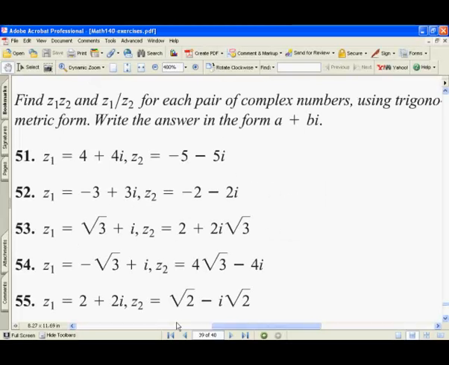Now let's look at problem 54. Find z1 times z2 and z1 divided by z2 for each pair of complex numbers using the trigonometric form, and then write the answer in the form a plus bi. Right now, z1 and z2 are not in trigonometric form. So first we need to convert these two complex numbers to trigonometric form, apply the formula, get the result, and then write it in the form a plus bi.